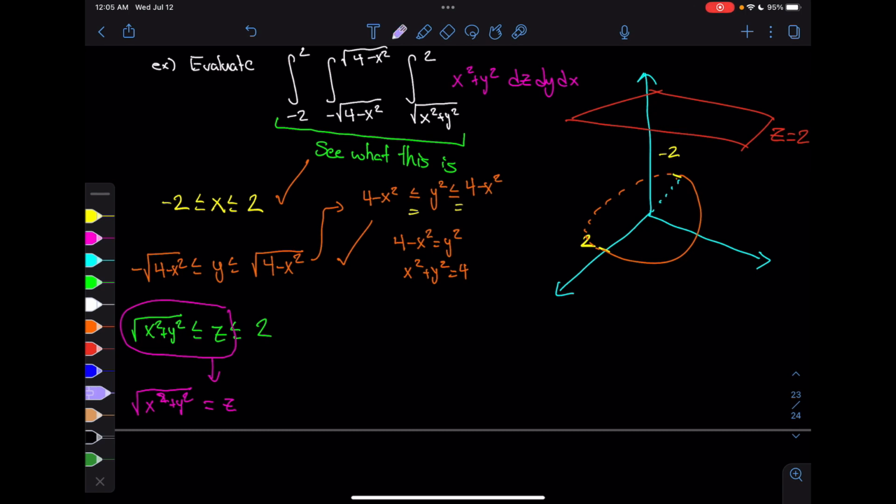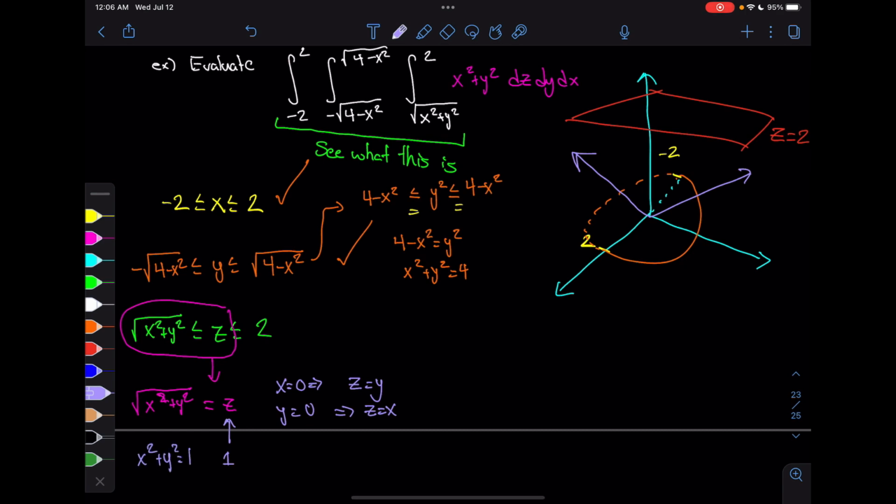Well, we can look at traces, and we notice that when x equals 0, we get z equals y, essentially. Then if y equals 0, we get z equals x, which again are these straight lines. There's z equals y, and z equals x is right here. And if we let z equals 0, we just get a point, so we don't want to plug in z equals 0. So let's try z equals, I don't know, 1. If we do that, we get x squared plus y squared equals 1, which is a circle. So at z equals 1, we're getting a circle.